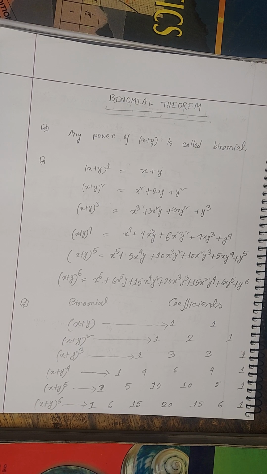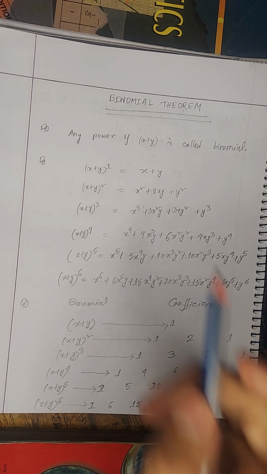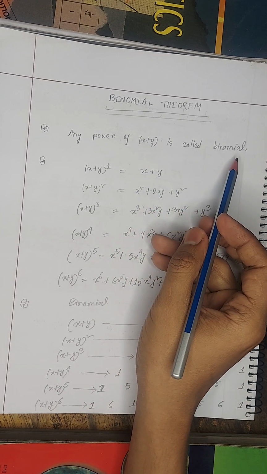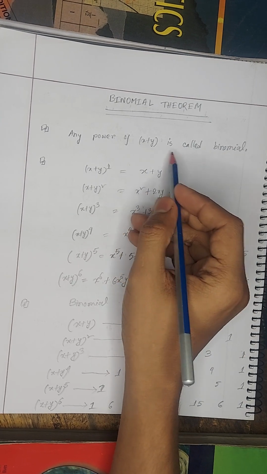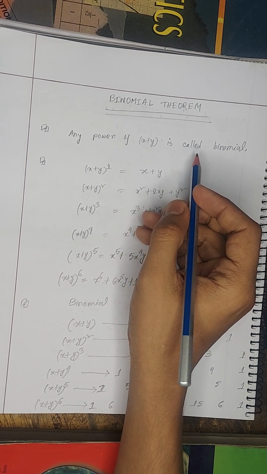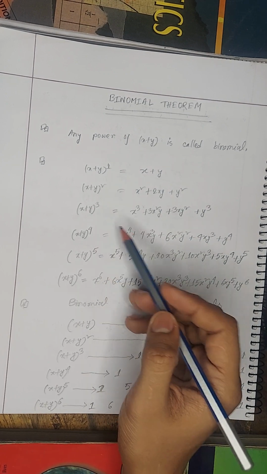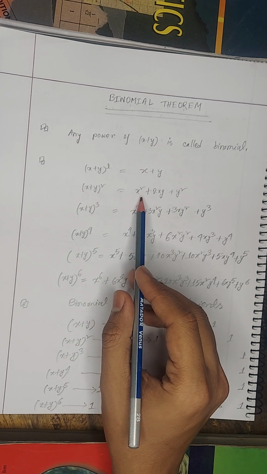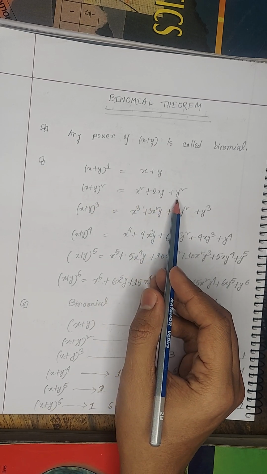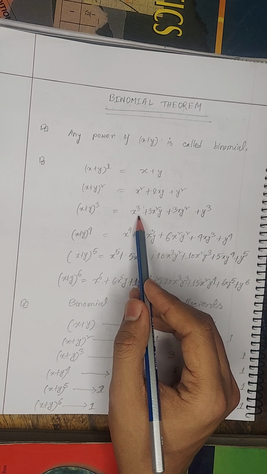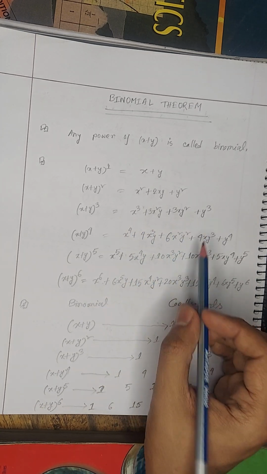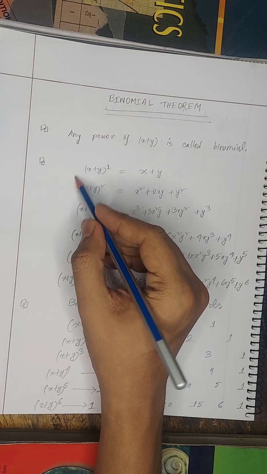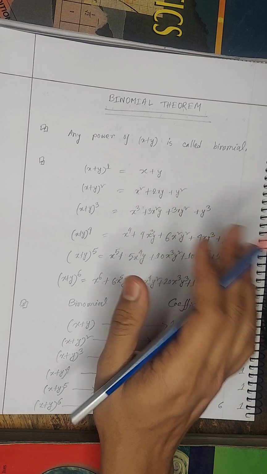Okay, let's start. First of all, what is binomial? Any power of the expression x plus y is called binomial, like x plus y whole square, x plus y whole cube. These are examples of binomial. And we know that x plus y whole square is equal to x square plus 2xy plus y square, like x plus y whole cube, x cube plus 3x square y plus 3xy square plus y cube. This is our algebraic formula.